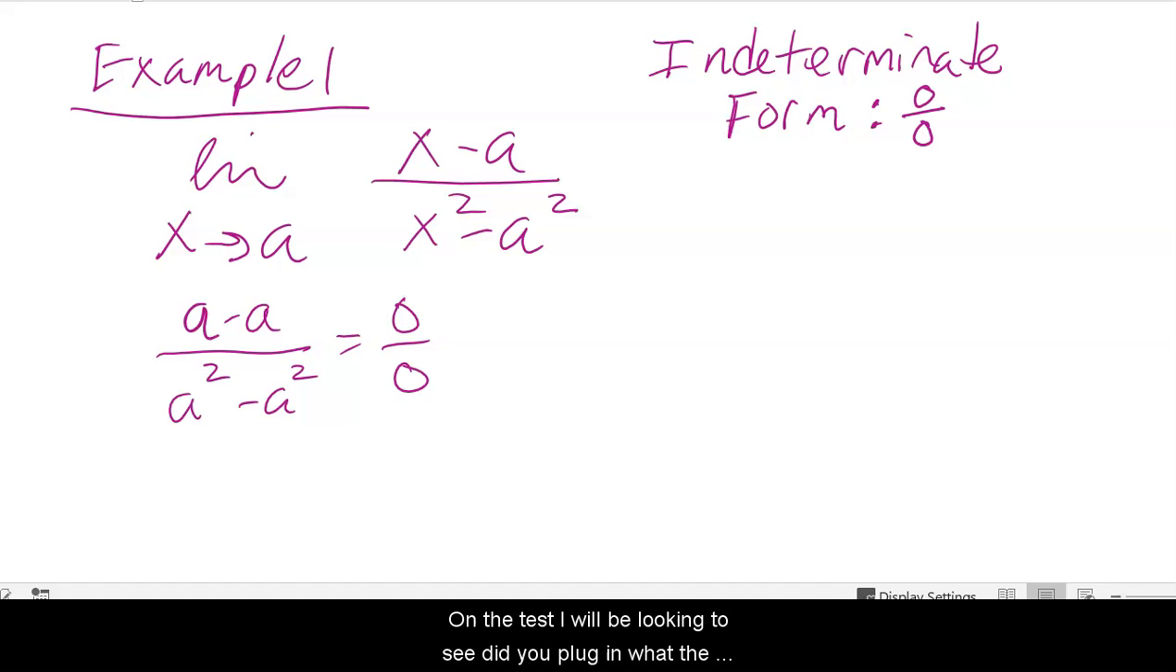On the test, I will be looking to see, did you plug in what the limit was approaching, and did you verify that you had a basic indeterminate form like 0 over 0?